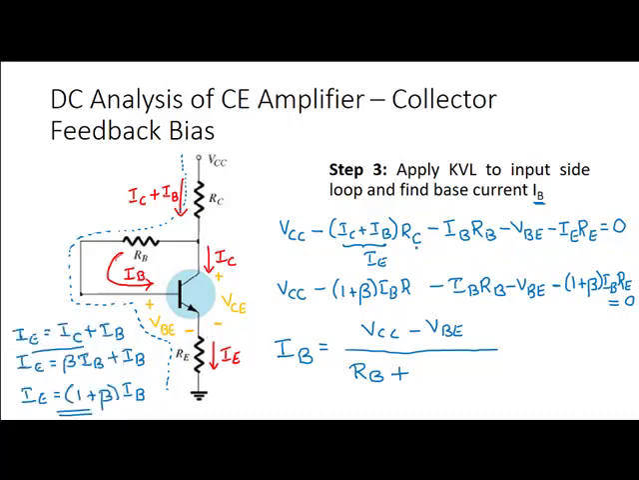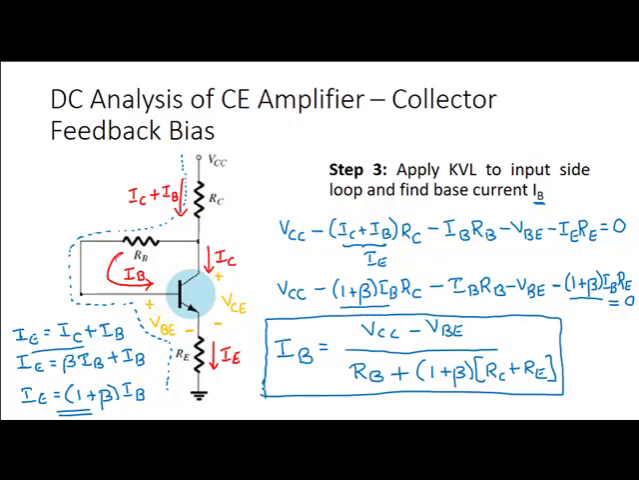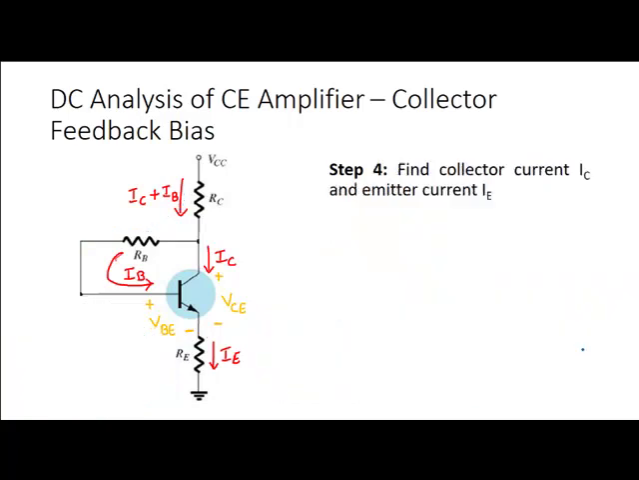So this is RC. So RB plus, I can take 1 plus beta into IB common. So it becomes 1 plus beta times RC plus R. So this is the expression for the base current IB. So we found out IB. In the next step, we will find out the remaining two currents, collector current and the emitter current.